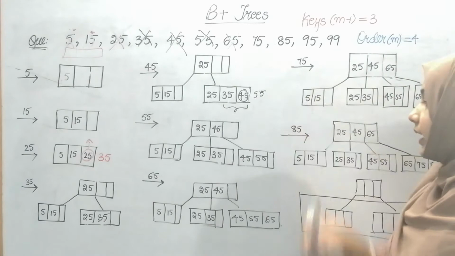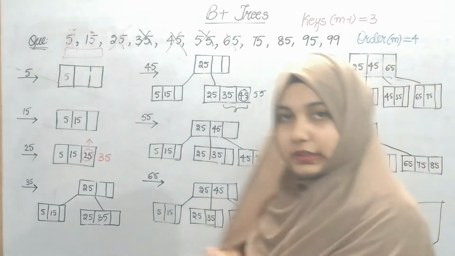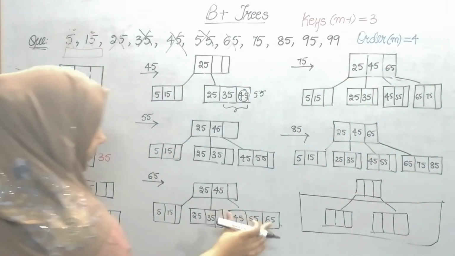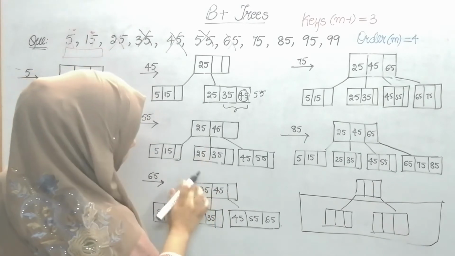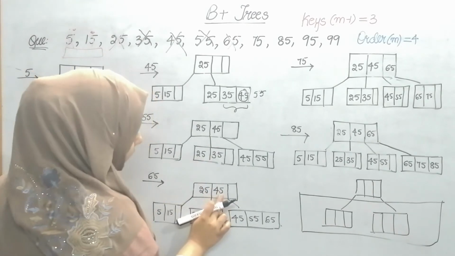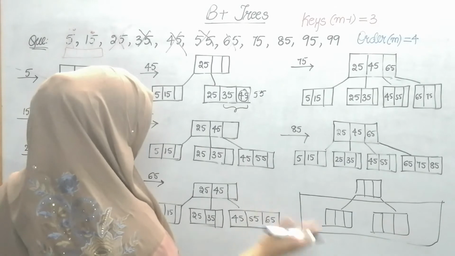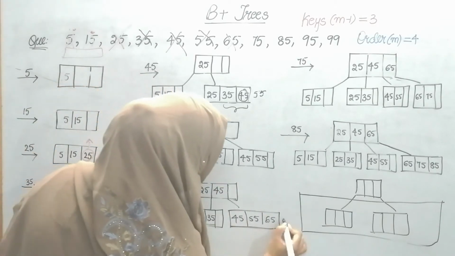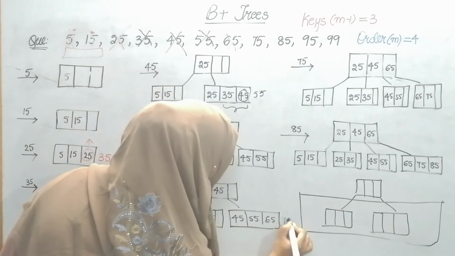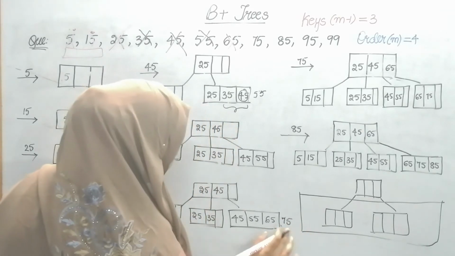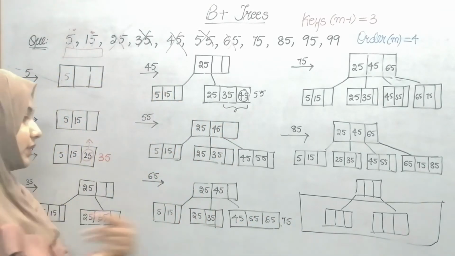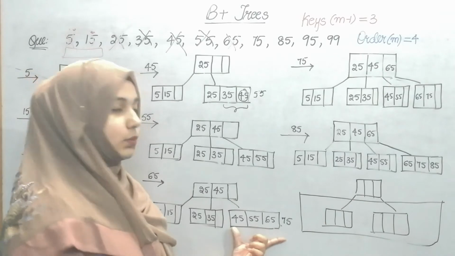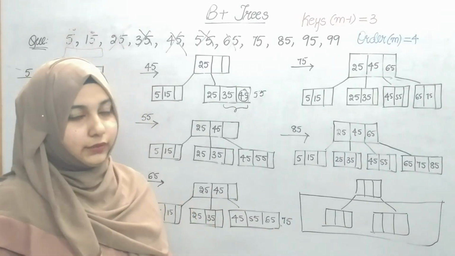Next, 75. If I want to insert 75, if you see here, 75 is greater than 25. Okay, I'll move to 45. It is also greater than 45. So I need to go to the right side. On the right side, 75 will be inserted here, right? In a sorted manner. So 75 should be inserted here. But as you can see, the list is what? Full. So it will give you an overflow message.